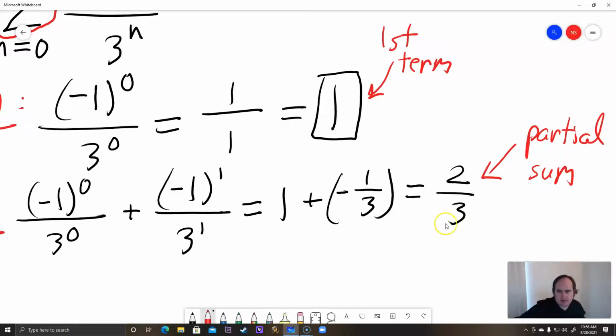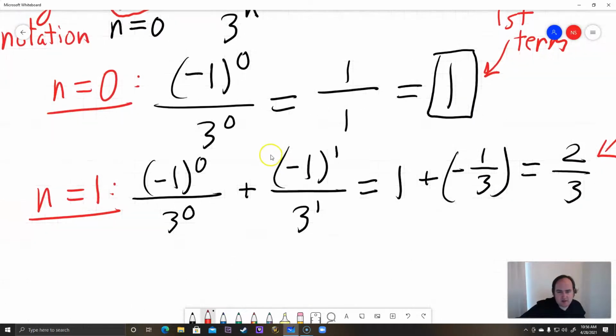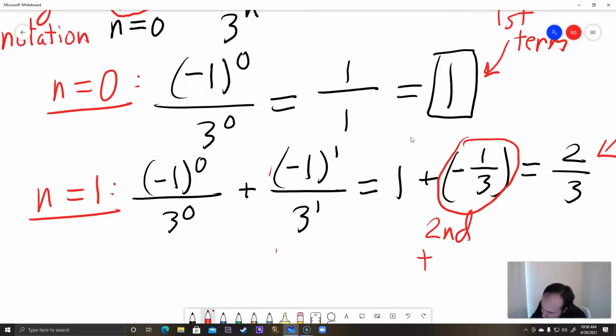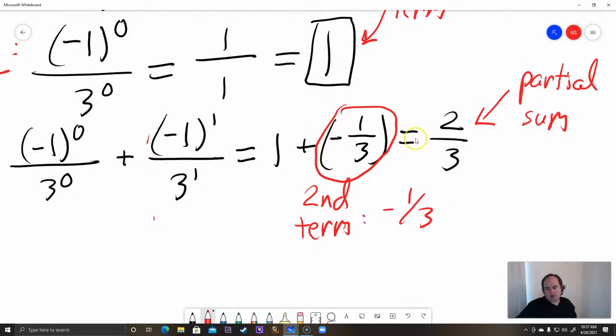But what I meant to say is the first term is still 1, but the second term is actually going to be just this right here. Okay, so this negative 1/3 is the second term. Okay, so the second term is going to be negative 1/3. And what I calculated here is actually the partial sum. So that's where you add up the first two terms. I'm sorry, I got it a bit confused, but hopefully it's understandable now.